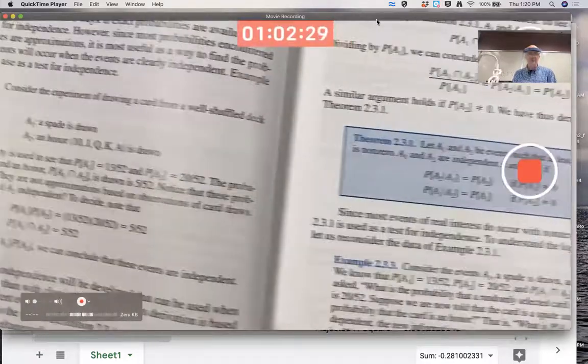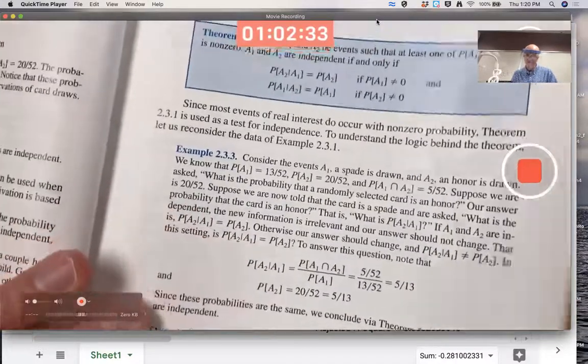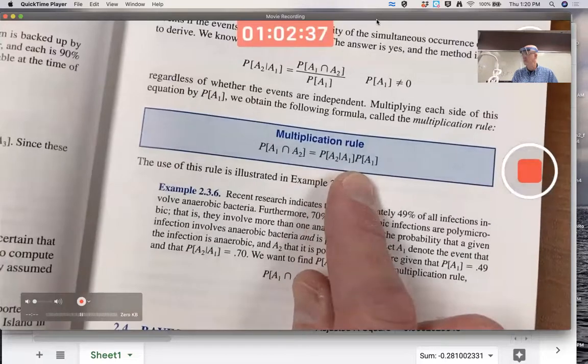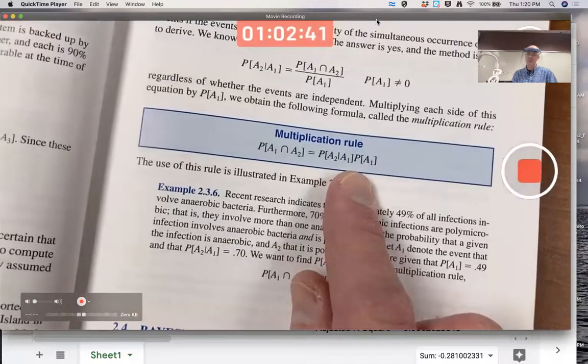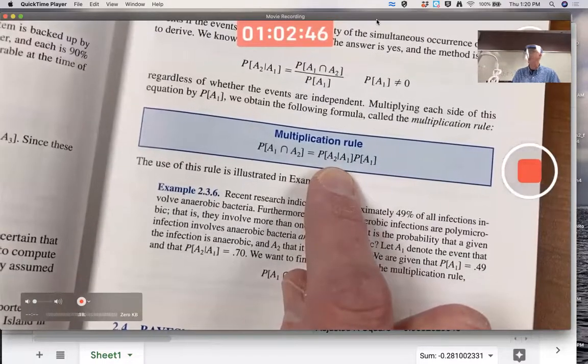Multiplication rule in general, the general multiplication rule involves conditional probabilities. That's this one, this is the general multiplication rule. This is always true. Special multiplication rule, this first one simplified to the probability of A2 when A1 and A2 are independent.